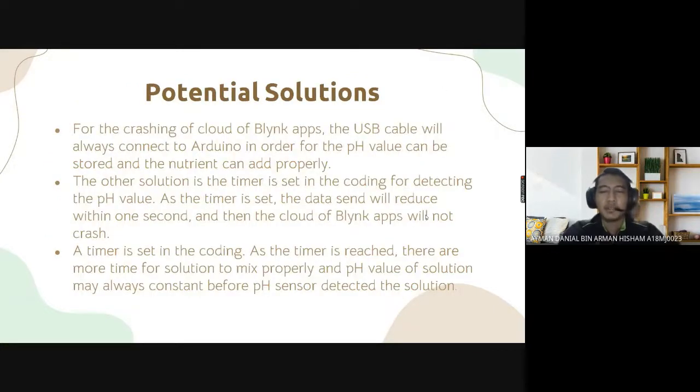And for the potential solutions, firstly, for the crashing of the Blynk app cloud, the USB cable will always be connected to the Arduino so that the pH value can be stored and the nutrients can be added properly. The other solution is that a timer is set in the coding for detecting the pH value. As the timer is set, the data sent will be reduced to within 1 second, and the Blynk app cloud will not crash.